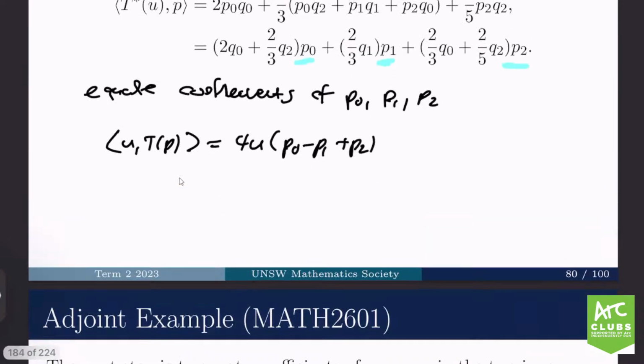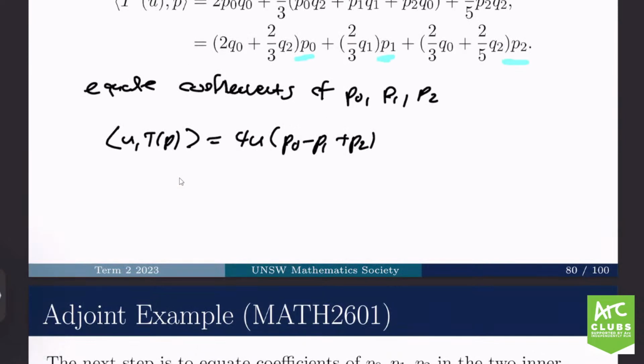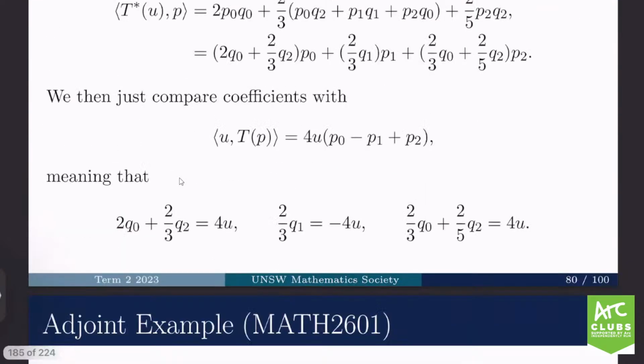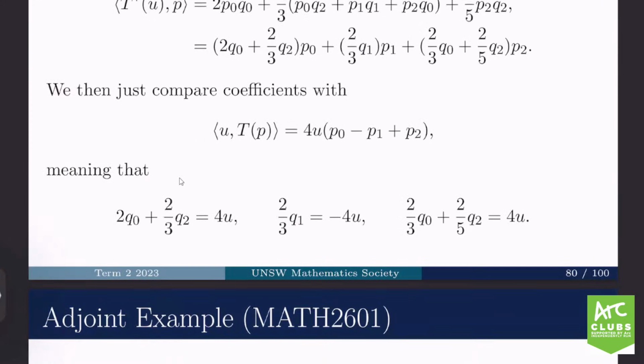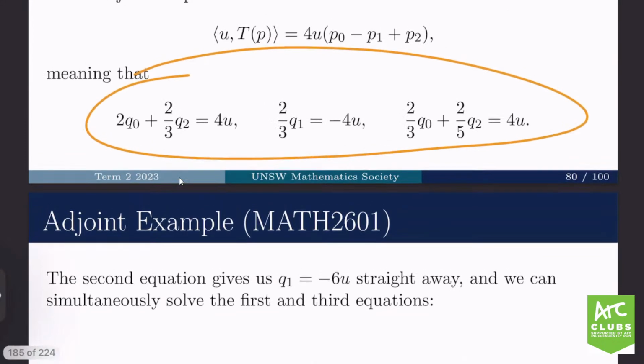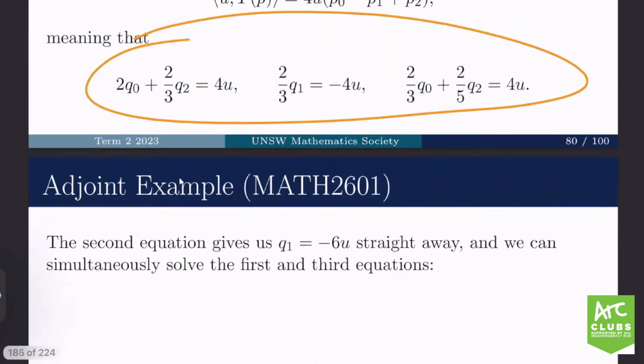Okay, so what we're saying is that these two must be equal, right? So if that's the case, then 2Q0 plus 2/3 Q2 will equal 4U, and 2/3 Q1 will equal negative 4U. And so forth, right? So we get these three equations, and our goal now is to solve for Q0, Q1, and Q2.